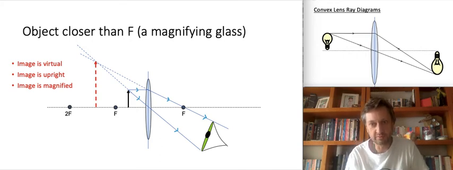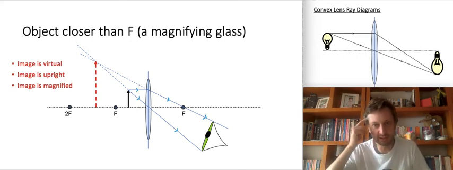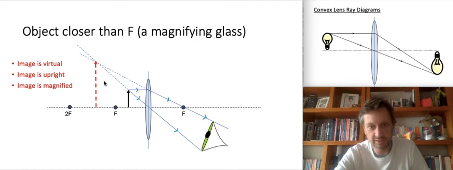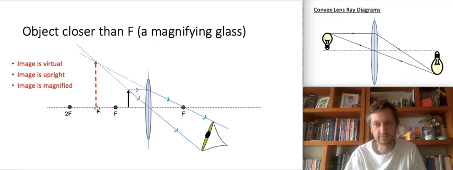The image you see in a magnifying glass can't be put onto a screen. It exists in your brain. It's the same way up as the object you're looking at, and it's magnified. It's a virtual image.